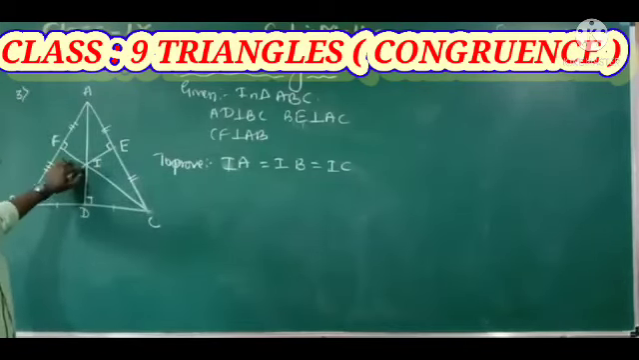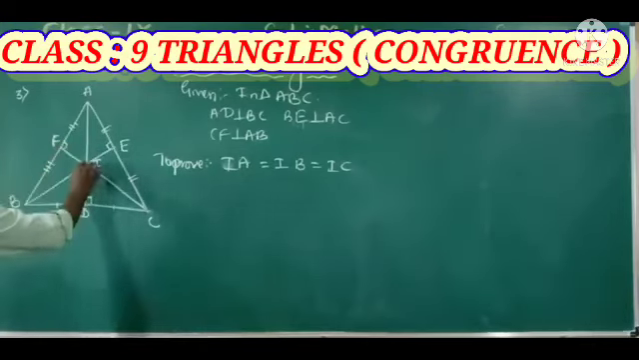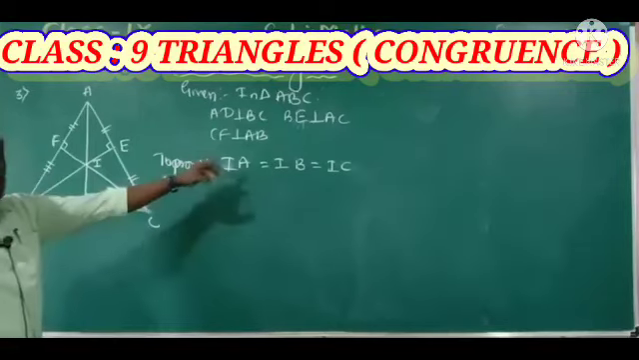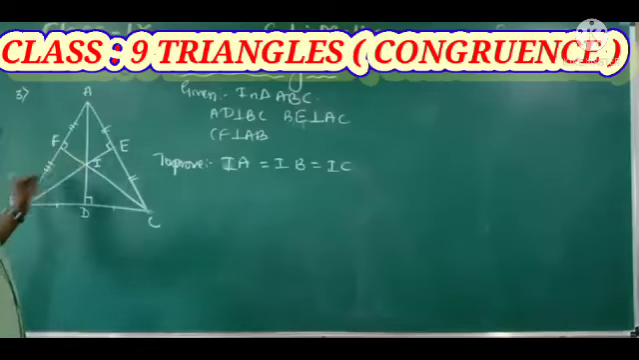Listen here. In a triangle, by intersecting these three perpendicular lines, what do we call this one point? Orthocenter, because these three are the perpendicular bisectors, right? So I is the orthocenter here. What you need to prove? IA is equal to IB is equal to IC.